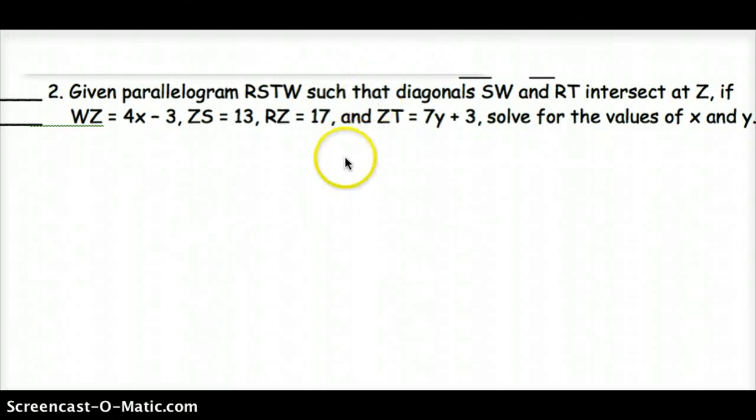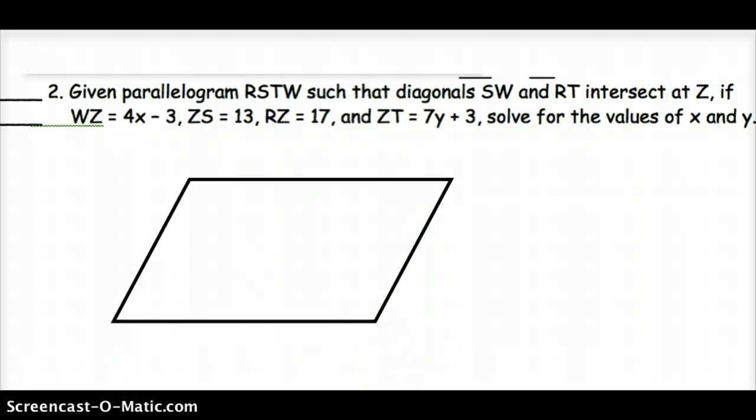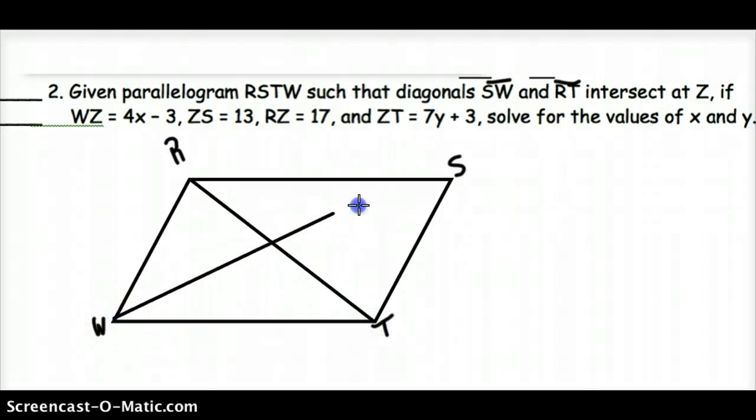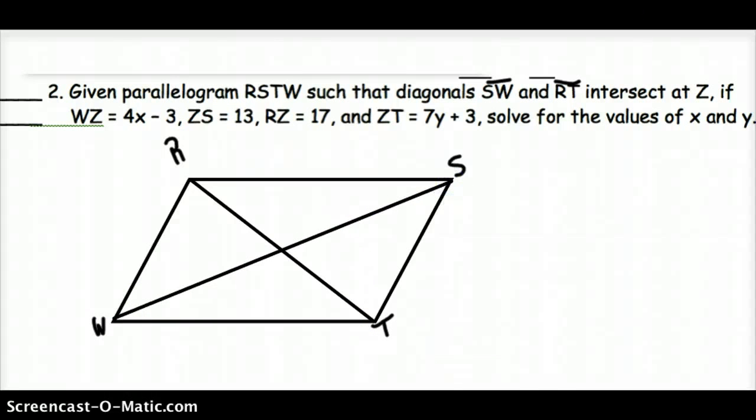Given parallelogram RSTW, so let's just stop and draw it. So you're going to draw your parallelogram and you're going to label it RSTW, such that diagonals SW and RT intersect at Z. Okay, so we're going to draw diagonals in. Diagonals go from top left to bottom right, and bottom left to top right. And they intersect at Z, so draw a little Z in there.